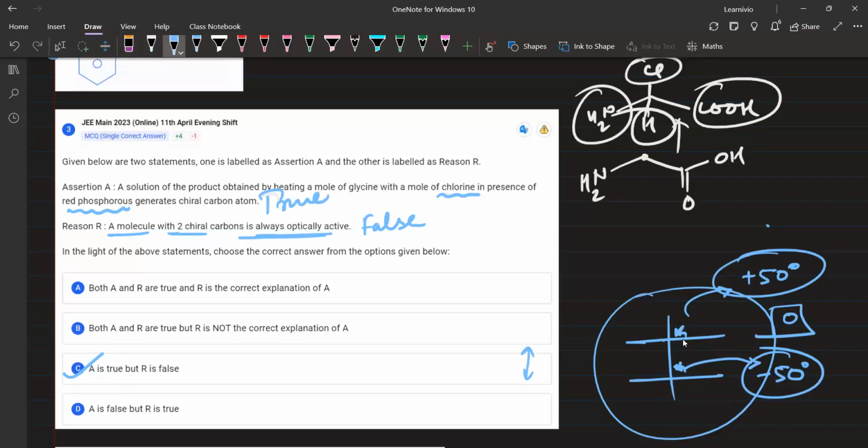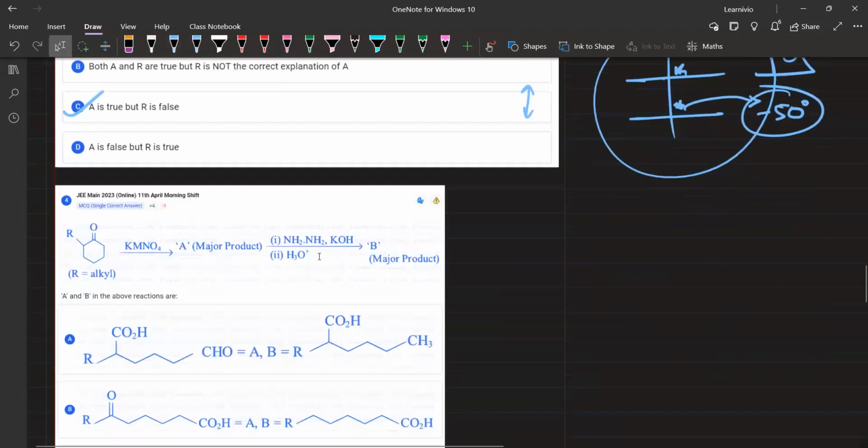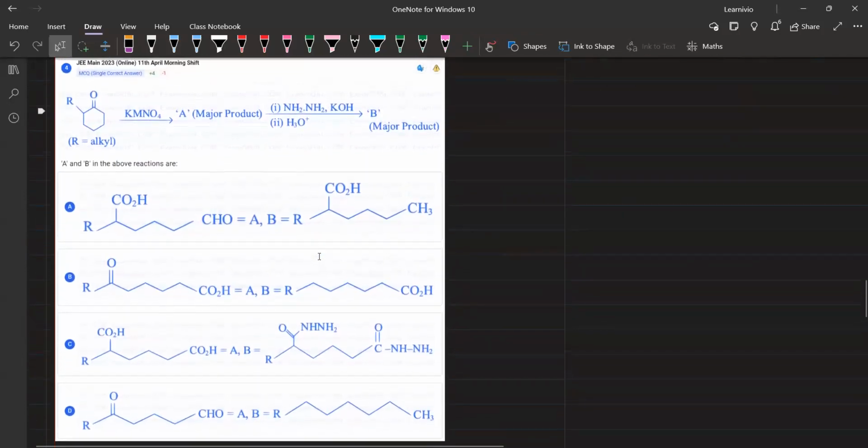Please copy this down. Okay, I hope you have written this down. Try this. You have to get A and B.